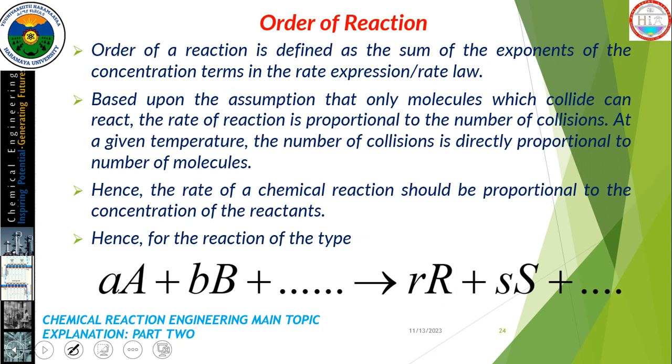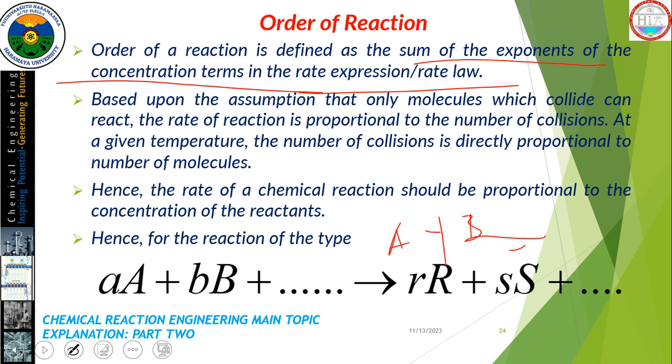Let us proceed, since the terms order of reaction and molecularity of reaction make confusion, to the order of reactions. Order of a reaction is defined as the sum of the exponents of the concentration terms in the rate expression or rate law. For example, A plus B, which gives us C.